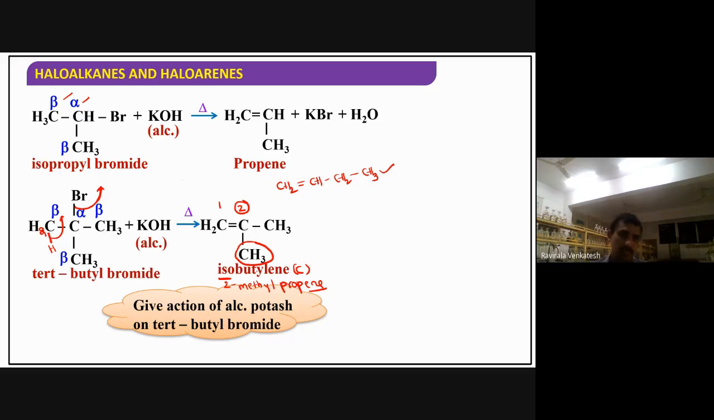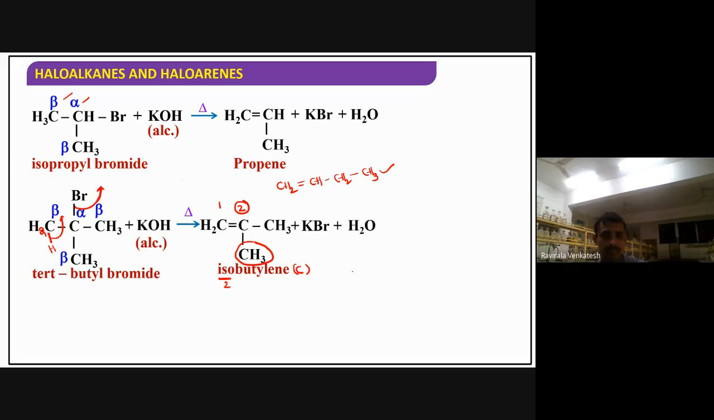So what I mean to say is that alkyl halides on reaction with alcoholic KOH give alkenes. Now this reaction is an alpha-beta elimination reaction, in which the alpha carbon loses the bromine and the beta carbon loses the hydrogen, and the bond will be shifted between the alpha and beta carbons. Okay, so this is alpha-beta elimination. Now here a very important rule comes, that is called the Saytzeff rule.